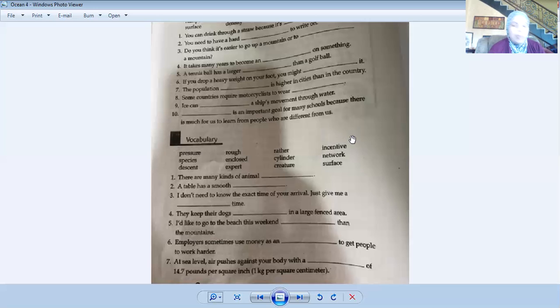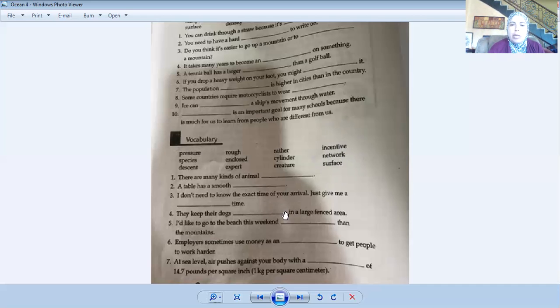Incentive is like something that motivates people to do things. It is an incentive, a thing that motivates you. And network, we already talked about this, and we said it's like a system. Okay, we can talk about streets as a network. We could talk about lakes and oceans as networks too. Surface is like the outside of something, and I think we also mentioned this before.